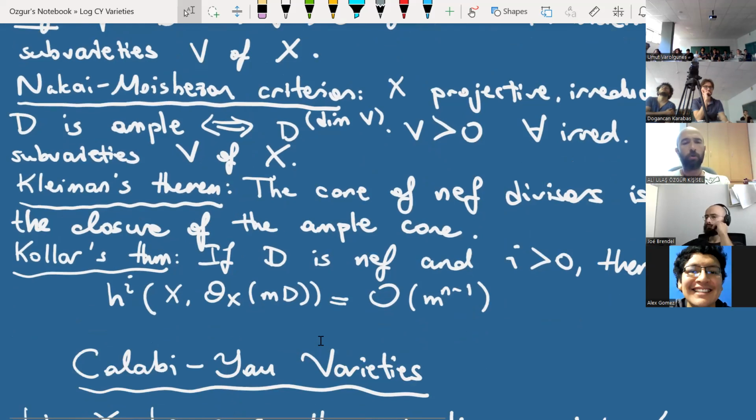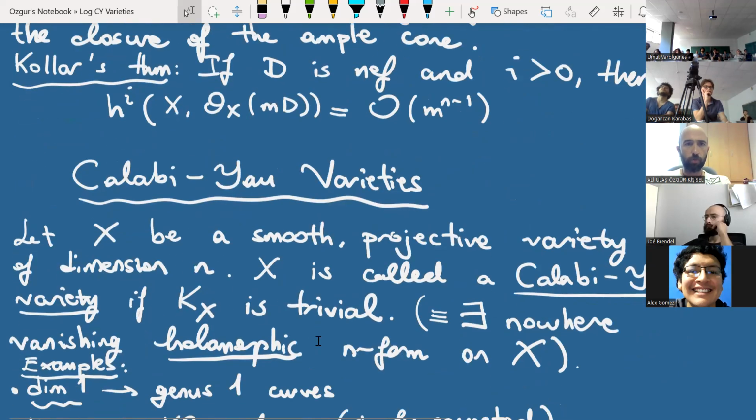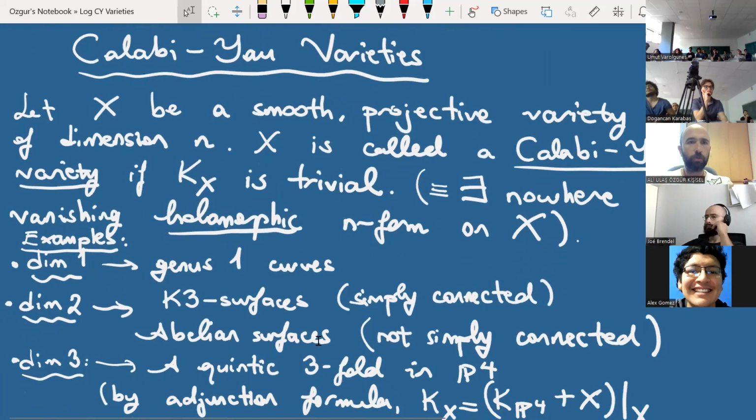Okay, so let's come to the main topic. Calabi-Yau varieties. Let X be smooth projective for the moment, of dimension n. X is called a Calabi-Yau variety if the canonical class is trivial. This would translate to saying that there exists a nowhere vanishing holomorphic n-form on X.